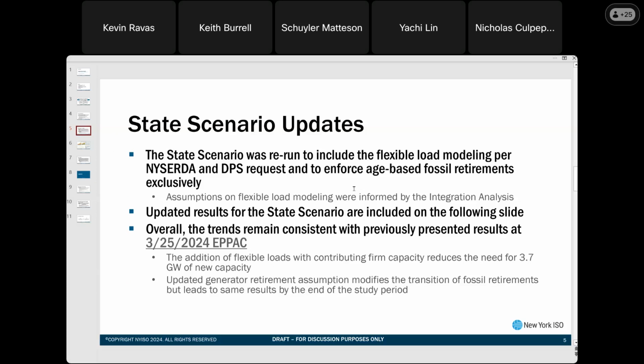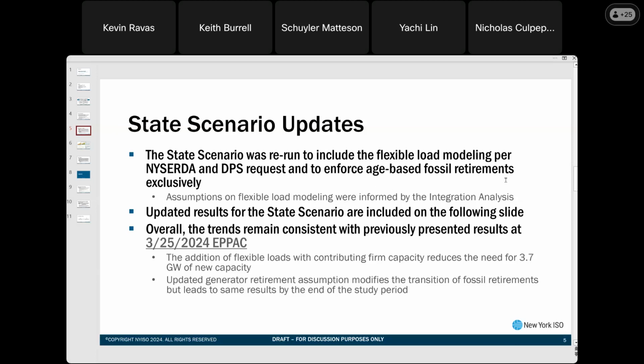And the assumptions for these flexible loads, specifically EV flexible loads, are informed by the integration analysis. And so data that was provided in that analysis was used to inform this model. And then finally, another change that was made is these versions of the results enforce age-based fossil retirements exclusively. We had seen that the model still had the option to do economic retirements if it so chose. And that's not something we wanted. We only want to enforce age-based retirements within the state scenario. So that was updated as well.